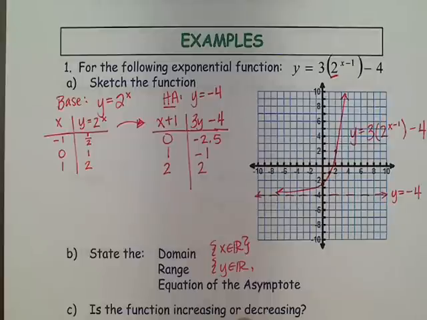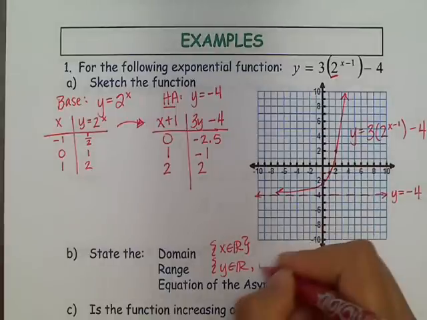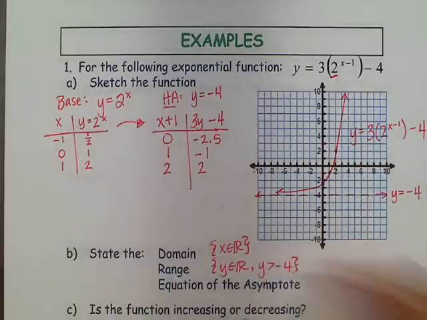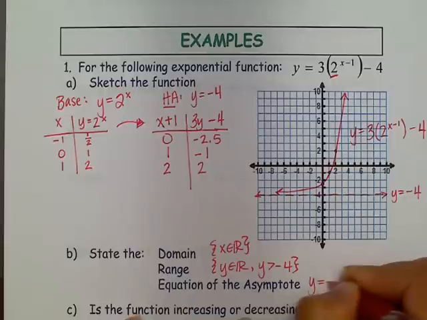The range has some restrictions on it. So we have y as an element of all real numbers such that the smallest value of y that we have is just above -4. So -4 is the barrier. So y has to be greater than -4.